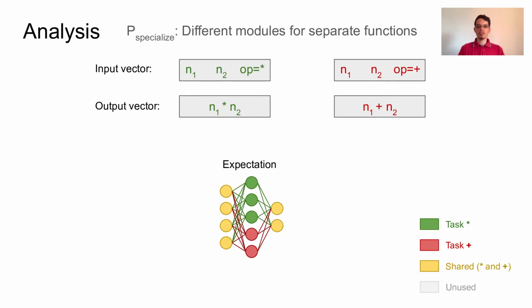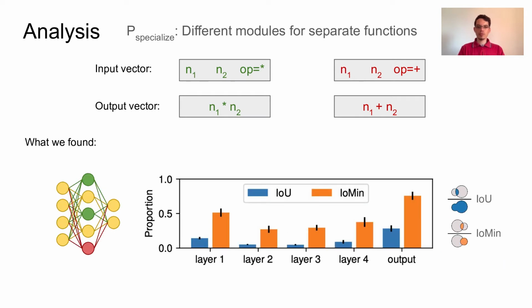To test whether different modules are responsible for different functionality, we train a network to perform addition and multiplication, which are very different tasks. In this case, one would expect to find unshared hidden weights exclusively responsible for a single operation. We measure the proportion of the weights that are overlapping or a subset of one another and indeed found that there is a significant separation. However, we also found a non-negligible number of shared weights in the hidden layers.